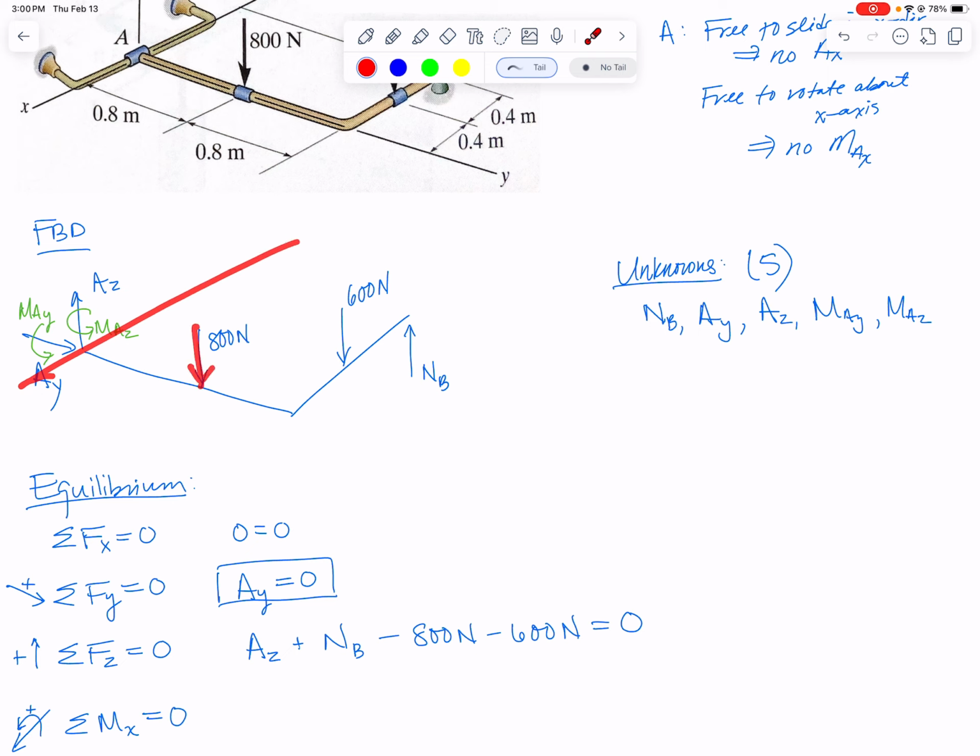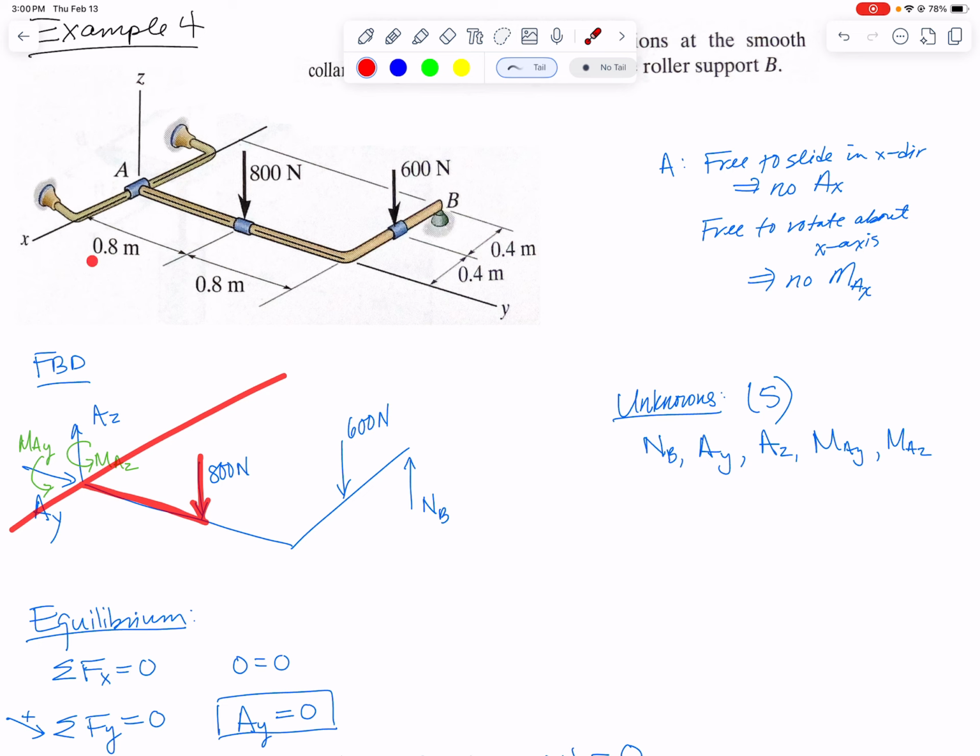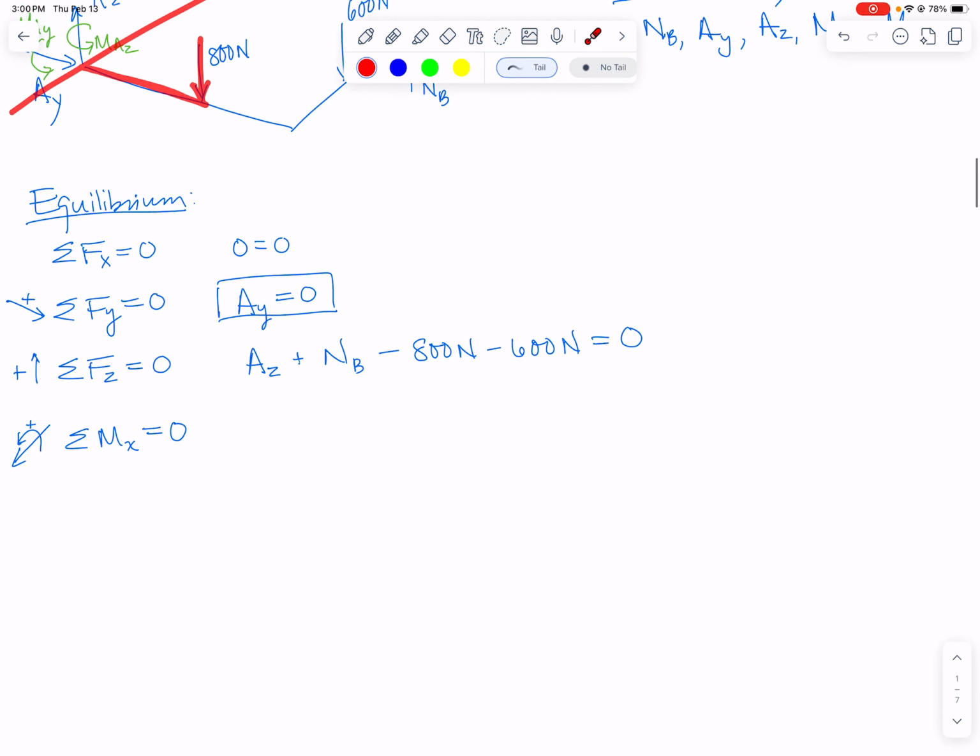The perpendicular distance would be this length right here. Since we're summing moments about an x-axis, the force is in the z direction. We are looking for a y distance, and that distance along the y-axis is 0.8 meters. So in my equation, I'll have 800 newtons times 0.8 meters.